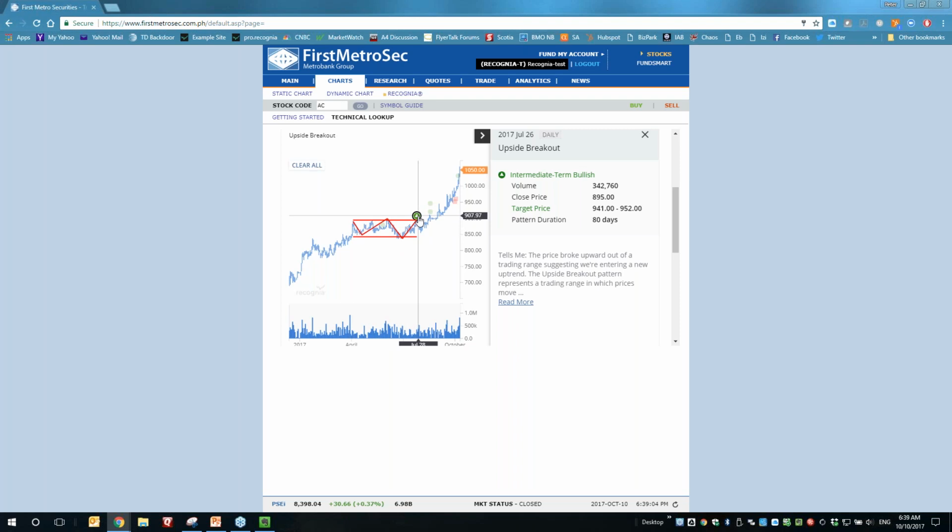The price at the time this occurred was $8.95, and the suggested target price was $9.41 to $9.52. Well, did that actually work out for us? Well, yeah, the price actually got up. We're trading right now where this orange marker is at just over 1,050 pesos. So this particular pattern also worked out really well. So that's two examples of bullish patterns. Let's look at some bearish examples.